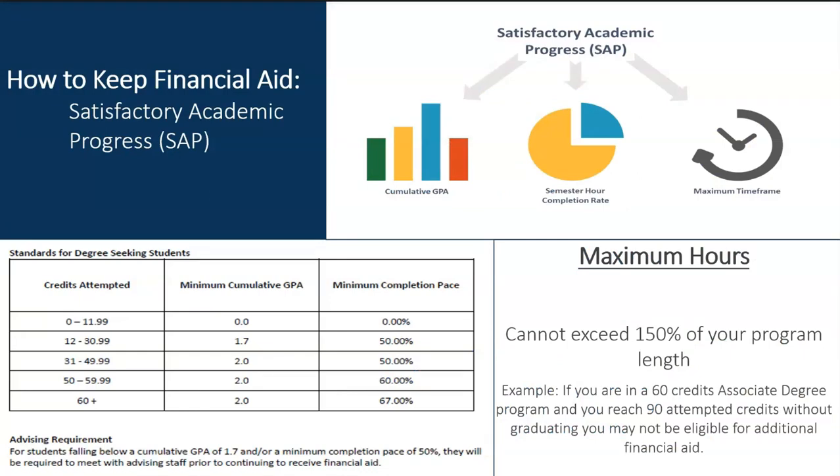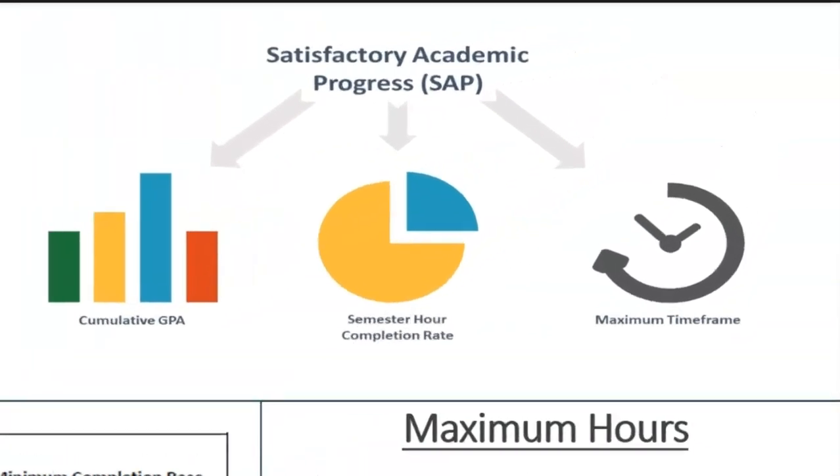Now that you know what type of financial aid assistance you have been offered, you must know how to keep your financial aid. And this is through meeting satisfactory academic progress. The chart will show what the satisfactory academic progress consists of, which is your cumulative GPA, your completion rate, and your maximum time frame.